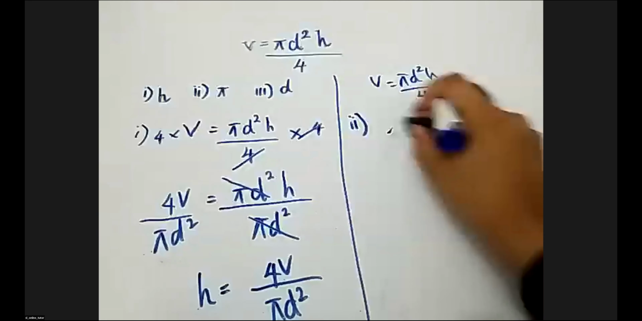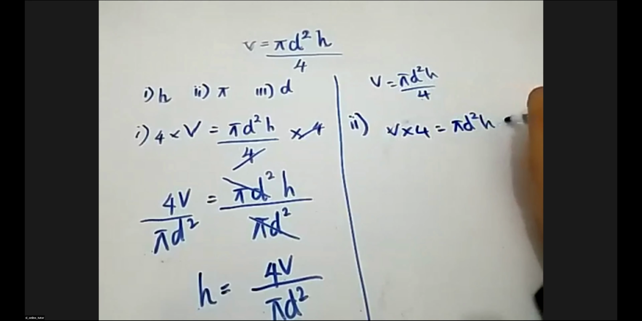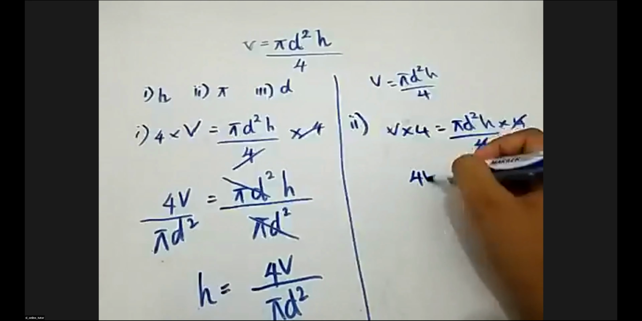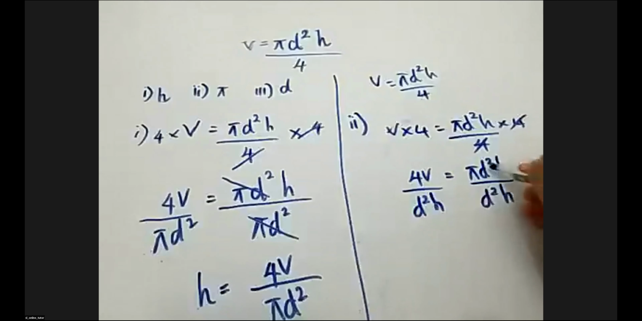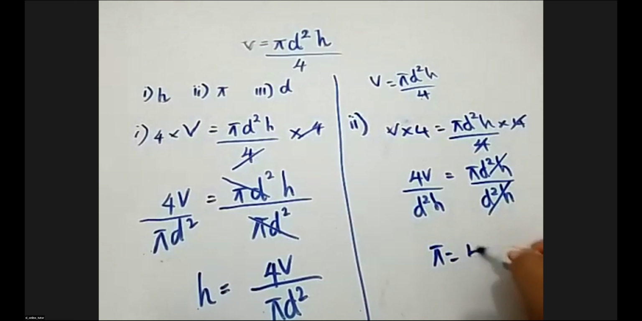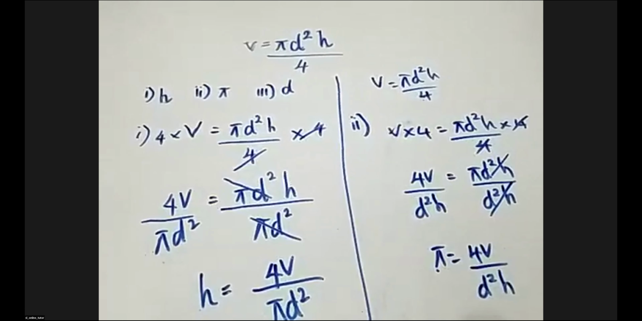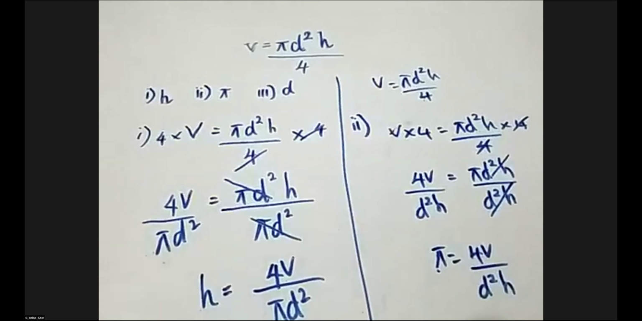Okay. If you're doing the working, you can multiply and show both sides. You can multiply by 4. Then 4 and 4 cancel. 4v equals pi d squared h. We need only pi. We don't need d squared h. So we divide. Why do we divide? This is connected by a multiplication. Then only we can cancel. Now you get pi equals 4v over d squared h. This is the subject. Raise your hand if you didn't understand.